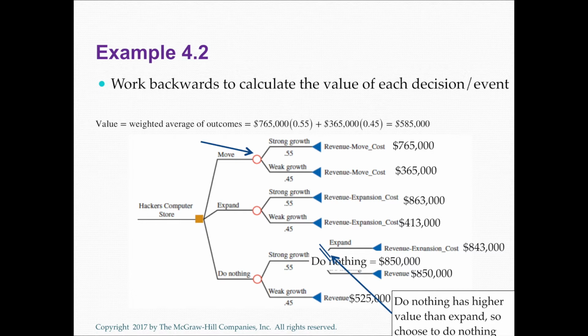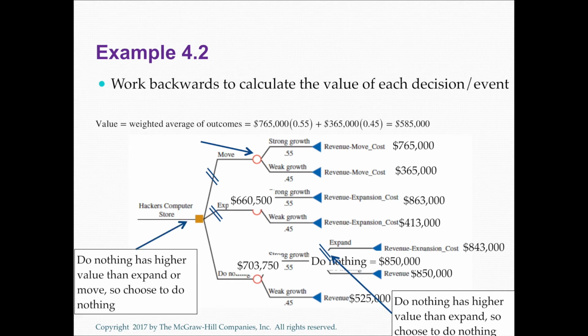Similarly, we can come up with the expected value of each alternative. So in this case, do nothing has a higher value than expand option and move option. We need to choose do nothing alternative. And then ultimately do nothing option has a higher value than expand or move. So finally we should choose do nothing option for this project.